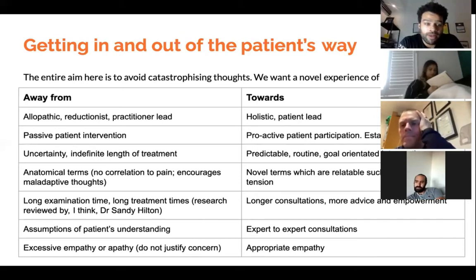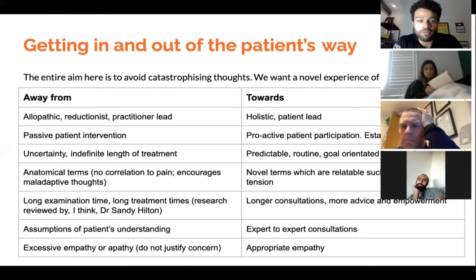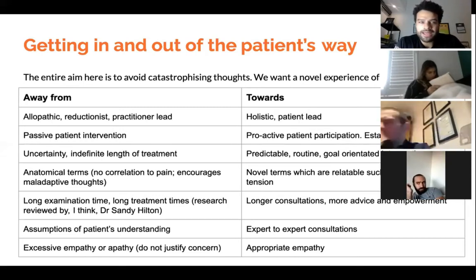We want to go away from anatomical terms. Anatomy has very little correlation to pain. We've seen hundreds of times, through research and the collection of data, that MRI findings have no correlation to patient pain. It's a difference between hardware and software in the body. Pain is software, anatomy is hardware. You can have a software problem without a hardware problem, as we often see. The issue with using anatomical terms or being excessively anatomical is it encourages maladaptive thoughts, which is that something's in there, I have no control over it and I can't see it, but I know something's wrong because my practitioner told me so, or my MRI told me so. We want novel terms which are relatable, such as pain, discomfort, and tension.